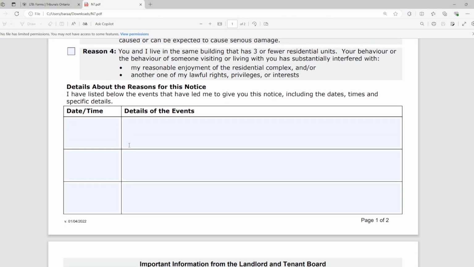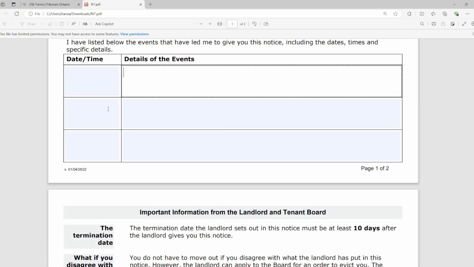Now, regardless of the reason you choose, you do have to clarify when this has happened. Again, be as precise as you can with the date and time, and be as clear as you can with the details. This I would definitely recommend. After you fill it out, contact the Landlord and Tenant Board and have them review it before you give out the notice. Take an extra day, have that done with them.